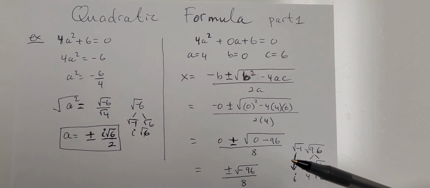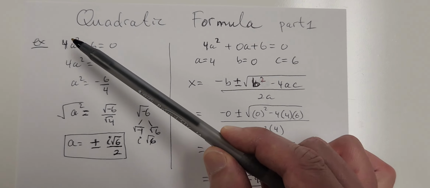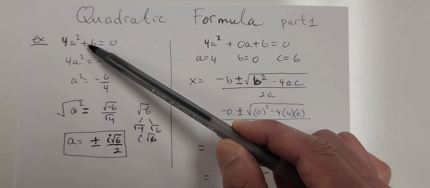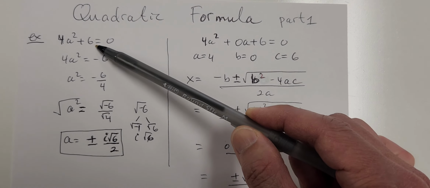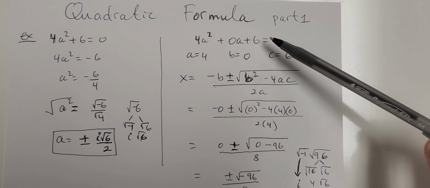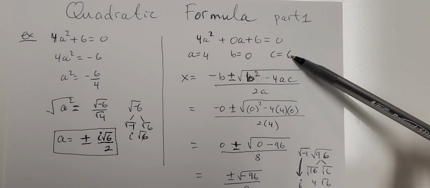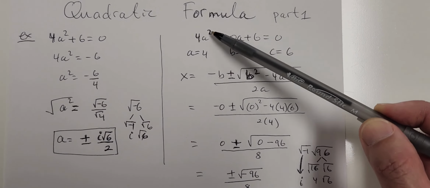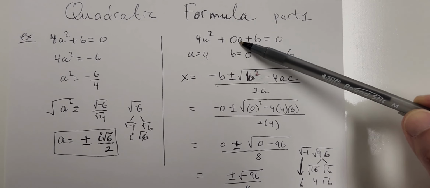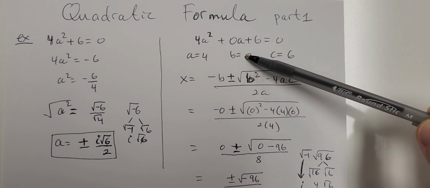The first thing we need to do is, if you notice, the original problem was 4a squared plus 6. This 6 has no variable, so therefore 6 is the letter C. The 4a squared is the letter A, and since I don't have a middle term, B will be 0.